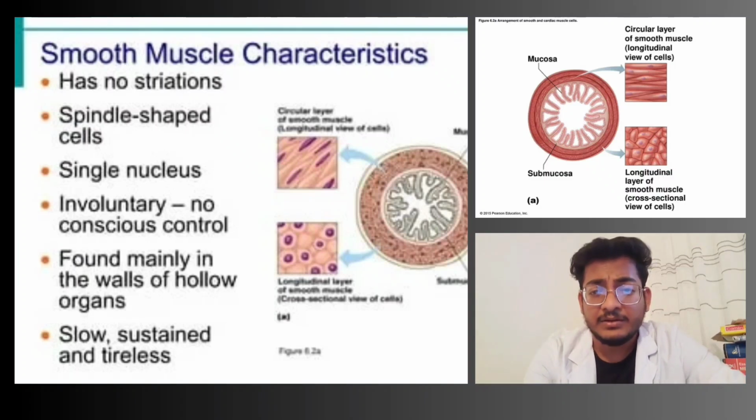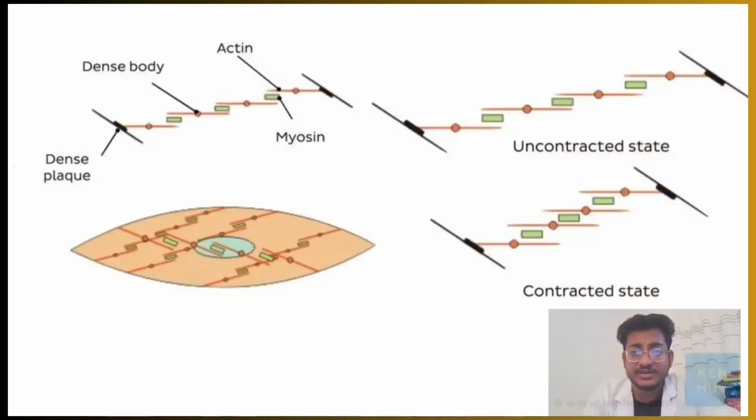So this is all about it, and I want to show one diagram to you all on the screen. You can see this diagram with dense plaque, dense body, actin, myosin, the uncontracted state and the contracted state, and how this differs in smooth muscle.